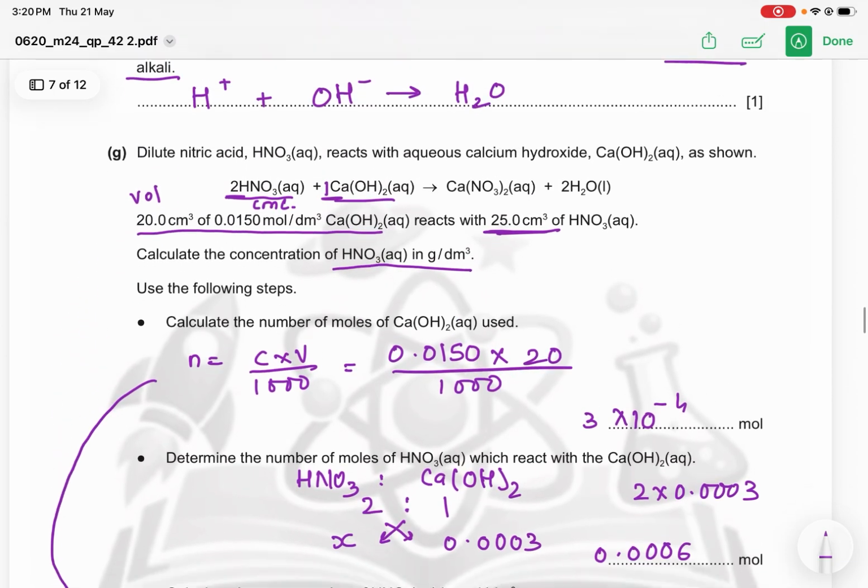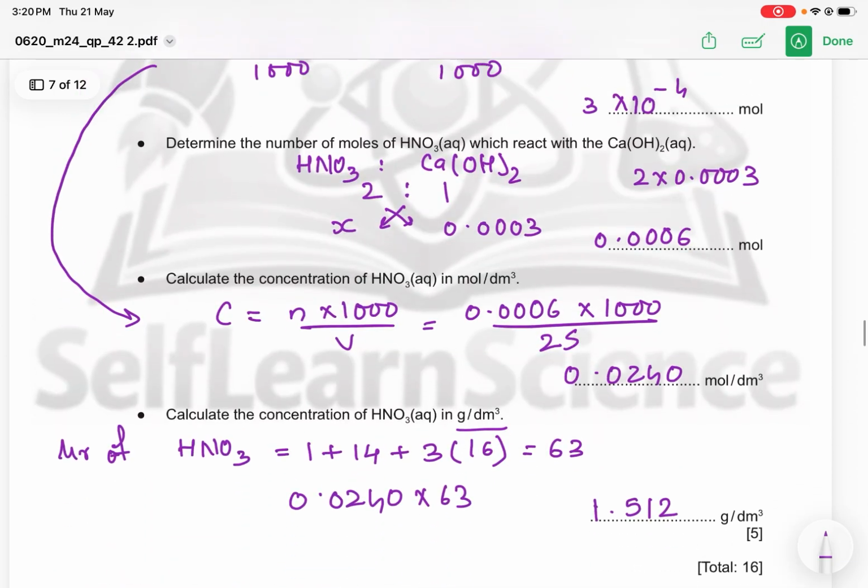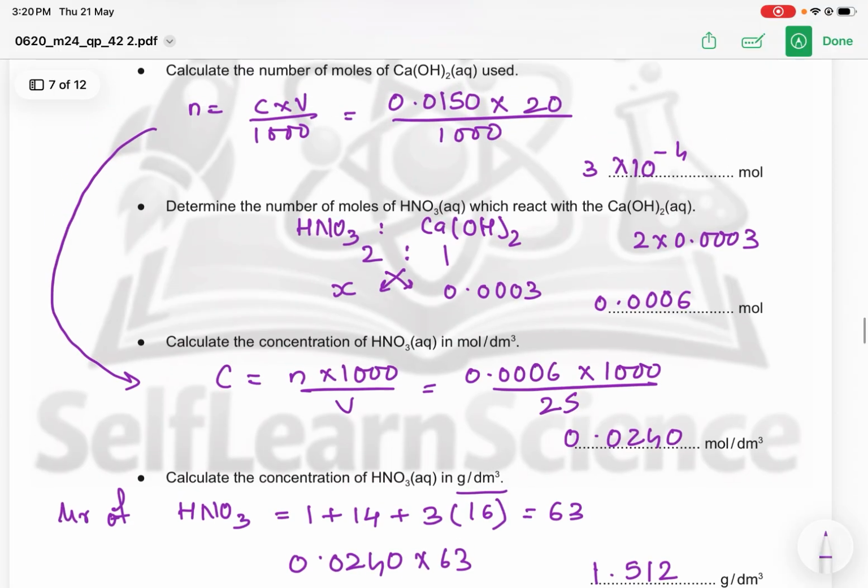This is your simple calculation of moles. If you go stepwise, you will not get confused.